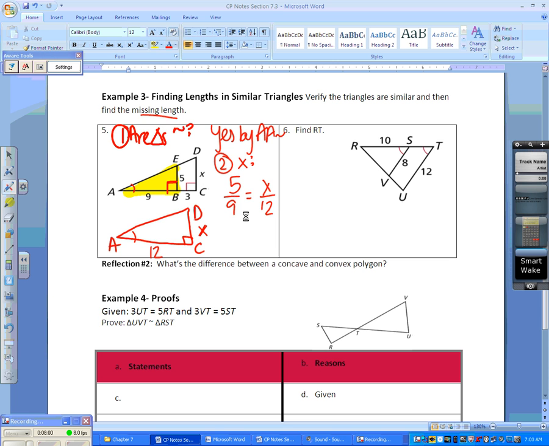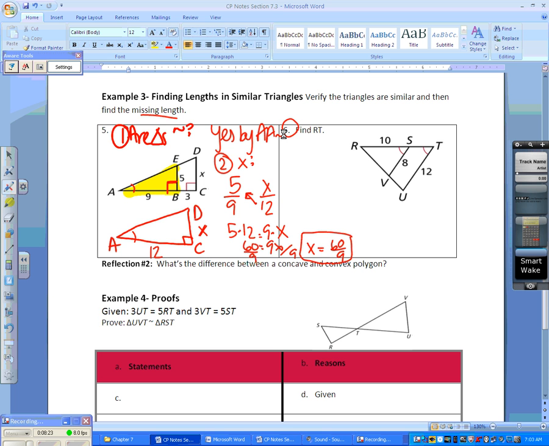And then I cross multiply and solve. 5 times 12 is going to equal 9 times x. 5 times 12 is 60 equals 9x. And then all I have to do is divide by 9. And you can leave this as a decimal or a fraction. I'm going to leave it as a fraction since I don't have a calculator with me. All right, so you're going to try to do that number 6.